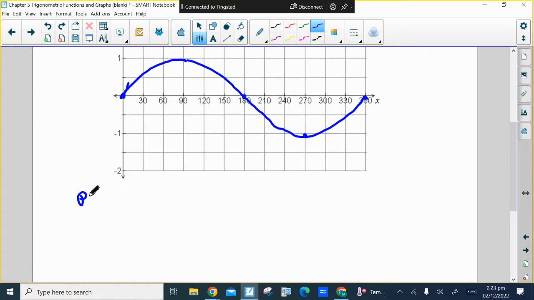But first, we've already talked about period. The period of this graph is 360 degrees. That's how long it takes to go through one cycle. Something else we're going to talk about is the amplitude.